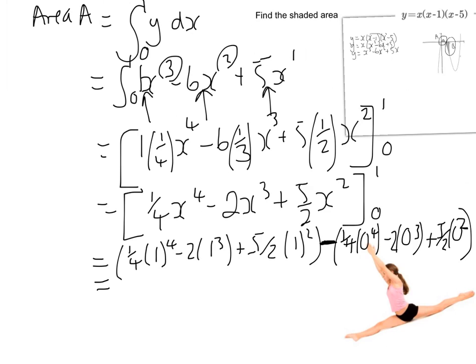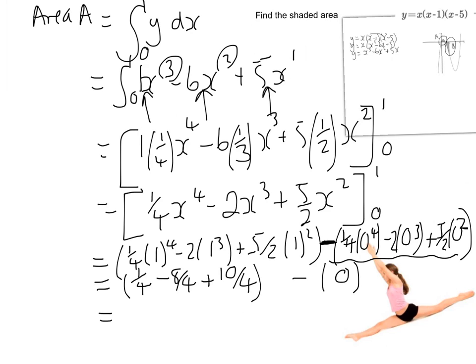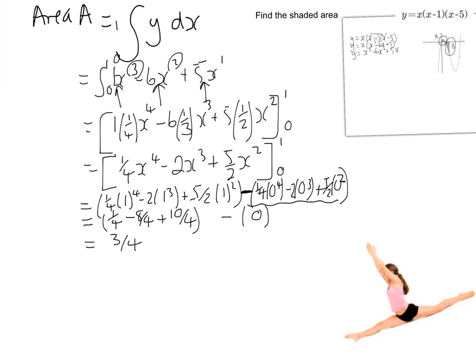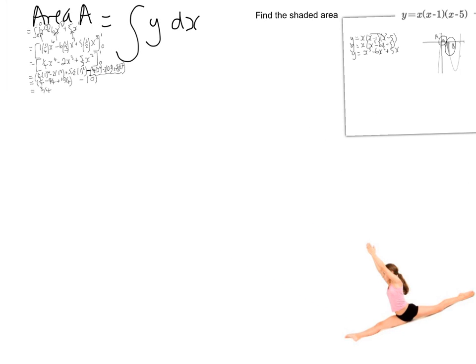Okay, so the first bracket comes to 1/4 minus 8 over 4 plus 10 over 4. And the second bracket, I'm really tempted not to write that line. It's really tempting because you can see they're zeros. But please force yourself to write it in because it shows the examiner you know the method. Equals altogether 3/4. Okay, so let's move him over. He's area A. All right, let's stick him up there.